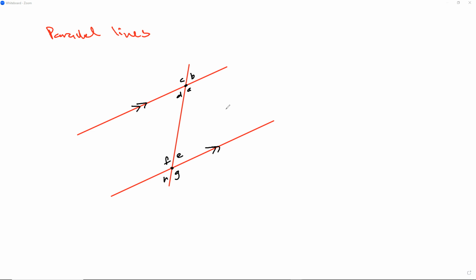All right. So the first thing I'm going to look at is the concept of alternate angles. So let's look for alternate angles. Let's color code it, and let's say alternate angles, I want to make them the color green. All right. So alternate angles are, by the way, equal.